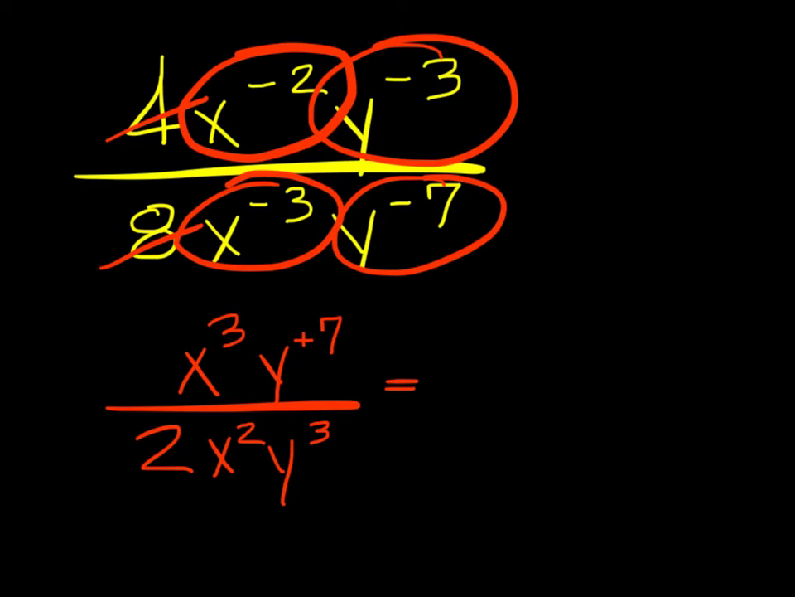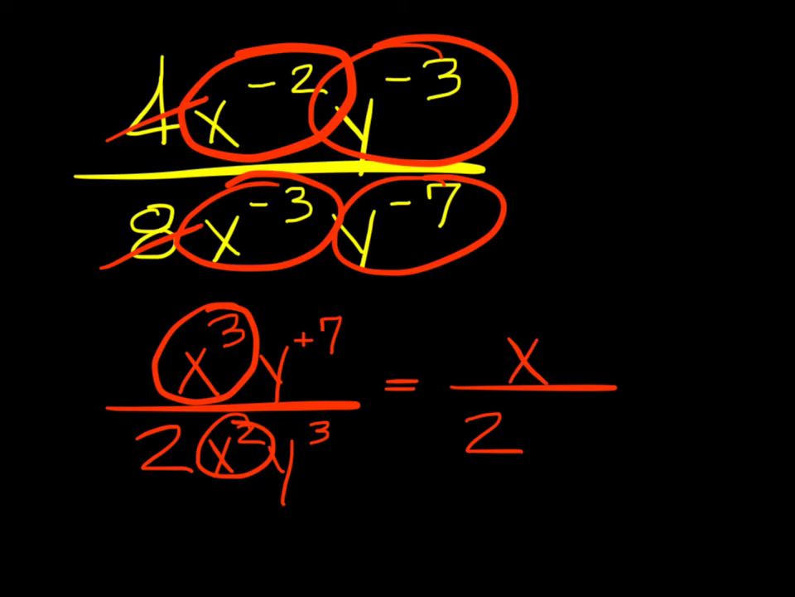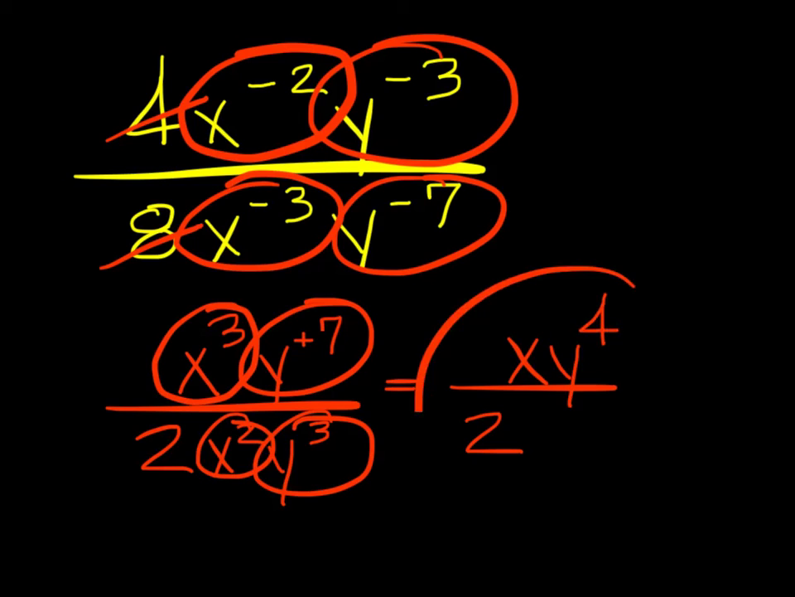From there you have to simplify. There's nothing to simplify the 2 with. It's already been reduced. But x to the third over x to the second is just x on the top. And y to the seventh over y to the third is y to the fourth on the top. xy to the fourth over 2.